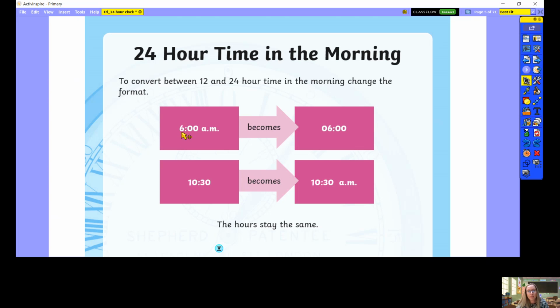So if a digital clock shown as a 12-hour clock would be 6 o'clock in the morning, it would be shown as 6:00 AM. And then when that's shown on the 24-hour clock, all we do is put a 0 before the 6. And then you can see that 10:30 in the morning is showing the same, 10:30 AM. So the hours stay the same in this case.